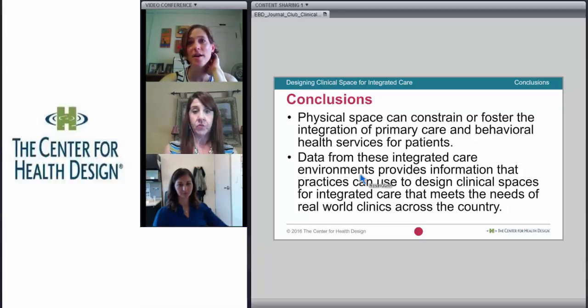Sure. So mainly that physical space can either hamper or foster the integration of primary care and behavioral health, and we're hoping that data from these integrated care environments that we observed can provide information that practices can use to design clinical space. And I think this is something that Chandra's really good at talking about, since she sees this on an everyday basis and knows the struggle that goes with the balance of these problems.